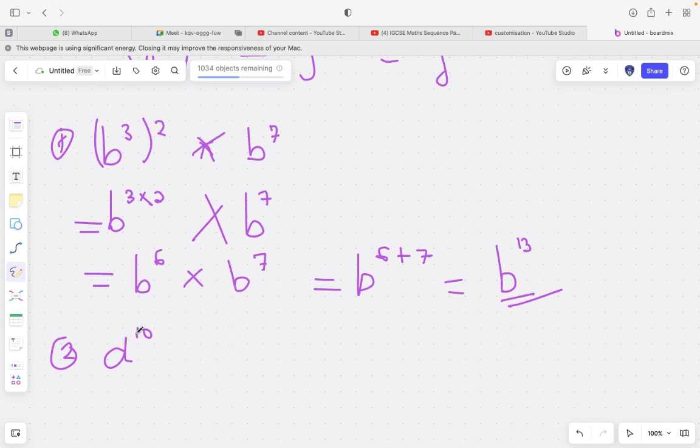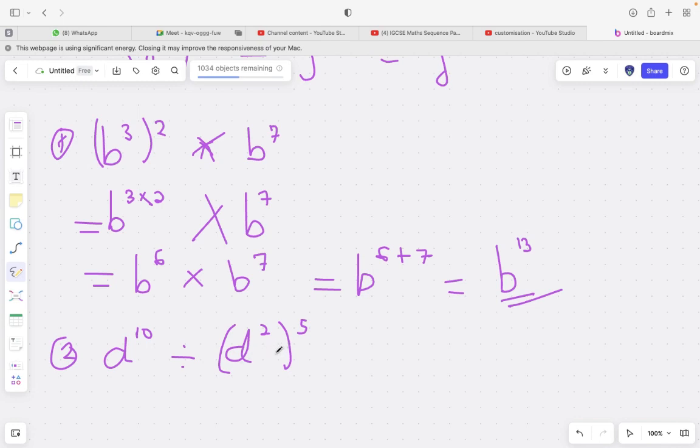D to the power of 10 divided by... So from this division you already know we apply the second law, right? Divide by d squared, everything in brackets, another power 5 outside. So from here you know we apply the third law.